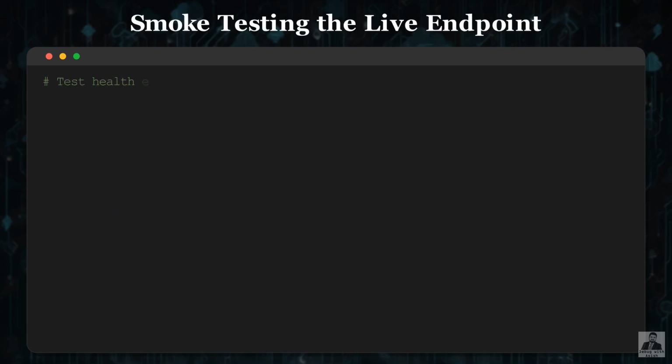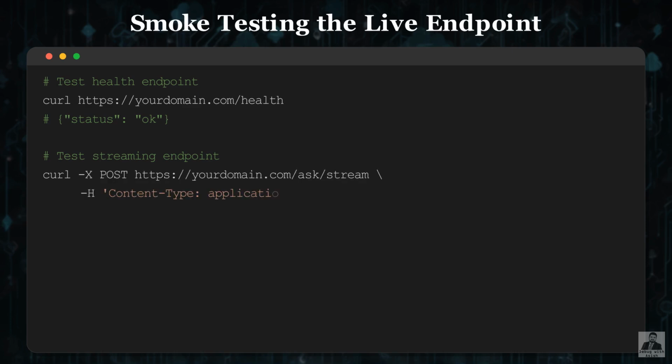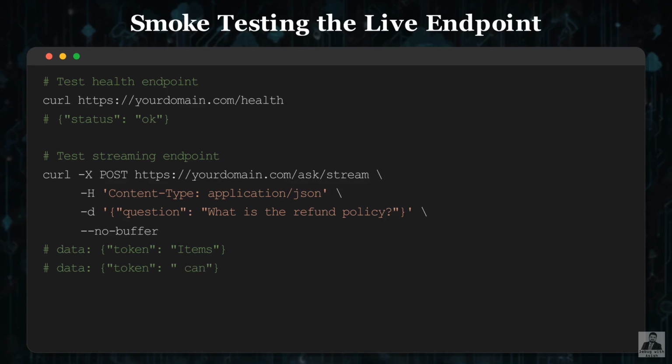2 curl commands confirm the deployment. The health check returns status OK immediately. The streaming endpoint should return tokens one at a time with the no-buffer flag. If the full answer appears all at once instead of streaming, the nginx buffering settings are not applied. If the health check fails, inspect the logs with Docker Compose logs app to find the error. A working streaming response in the terminal means the full stack is live.